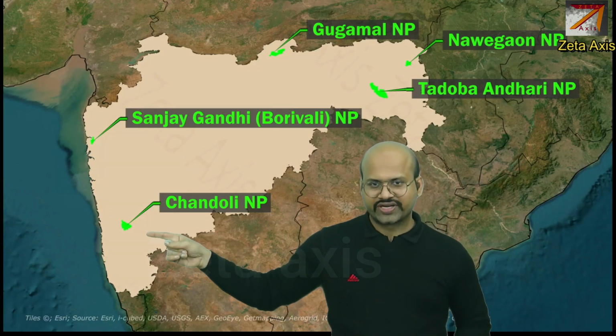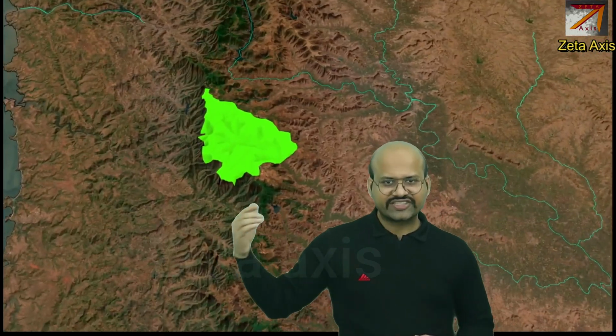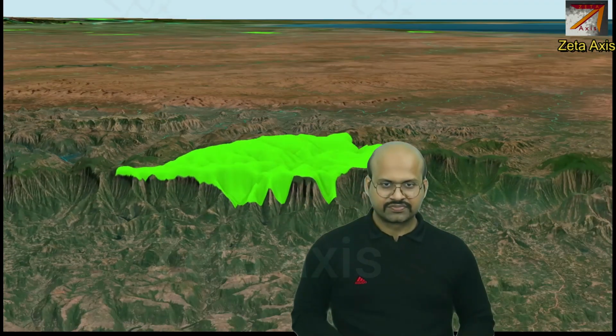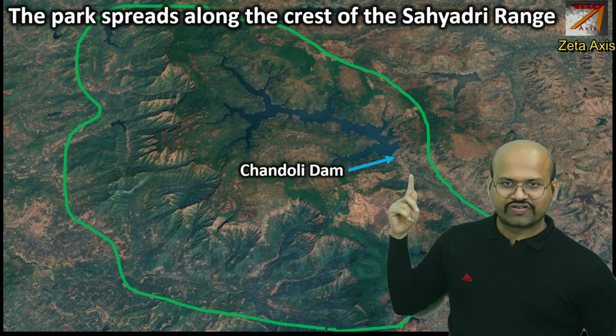If you see, it is located in the southern side of Maharashtra. The Chandoli National Park is located in Sangli district of Maharashtra in the Western Ghats, and therefore this region has mainly mountains. If you look at the topography, we can clearly see that this is located in the belt of Western Ghats. Even when we look at the 3D topography, we can clearly see that it is the crest of these mountains which form the Chandoli National Park. Within the Chandoli National Park, we also have a Chandoli Dam.